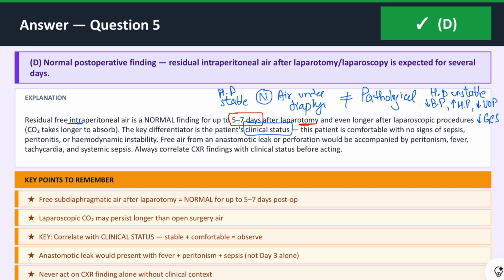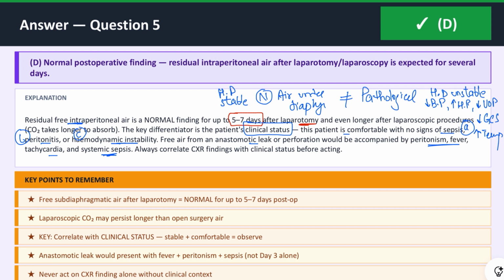Now, the patient in our scenario is comfortable. There is no sign of sepsis, peritonism, or hemodynamic instability. So, these are the three things which you have to rule out: whether the patient is having sepsis, signs of peritonitis, or hemodynamic instability. Free air from an anastomotic leak or perforation would be associated with peritonism, fever, tachycardia, and even severe sepsis. So, this patient would also have an increase in the temperature.